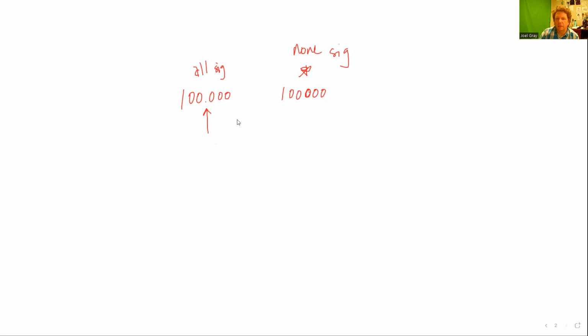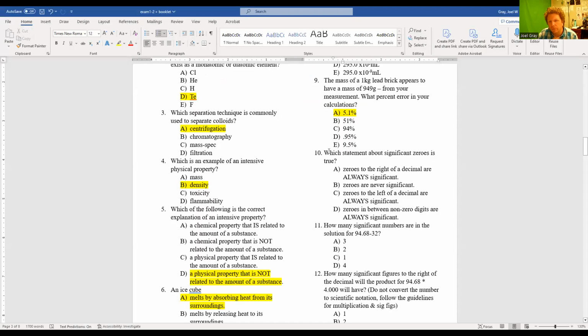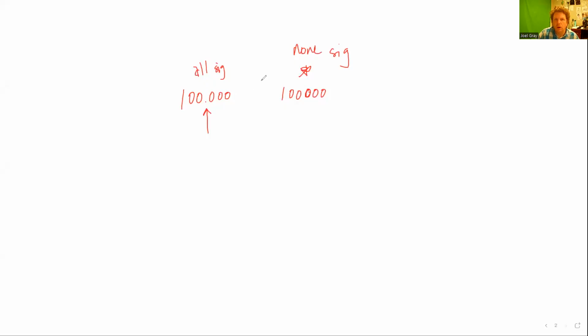So let's use that idea whenever we look at question number 10. Which statement about significant zeros is true? Answer option A, zeros to the right of a decimal are always significant. Answer option B, zeros are never significant. Answer option C, zeros to the left of a decimal are always significant. And answer option D, zeros in between non-zero digits are always significant. Okay, zeros to the right of a decimal are always significant. And if we use the example that we used right here, to the right of a decimal are always significant.